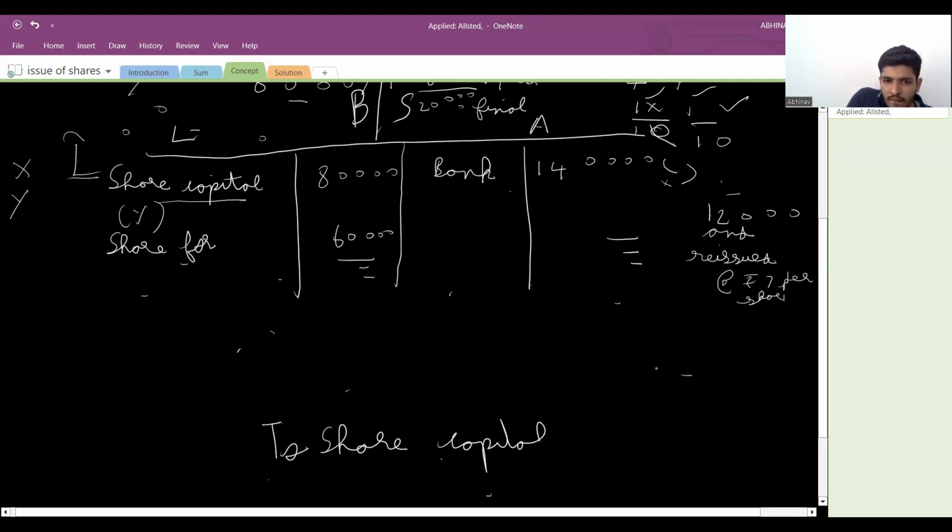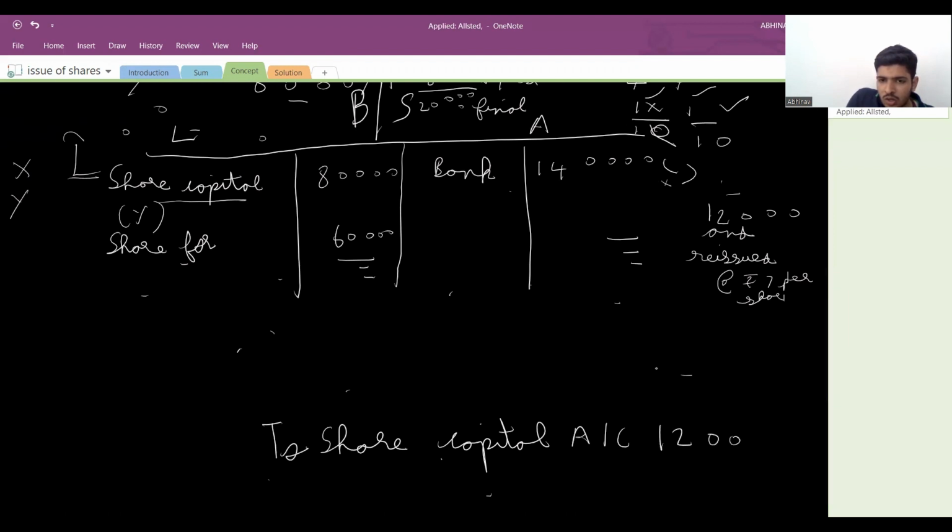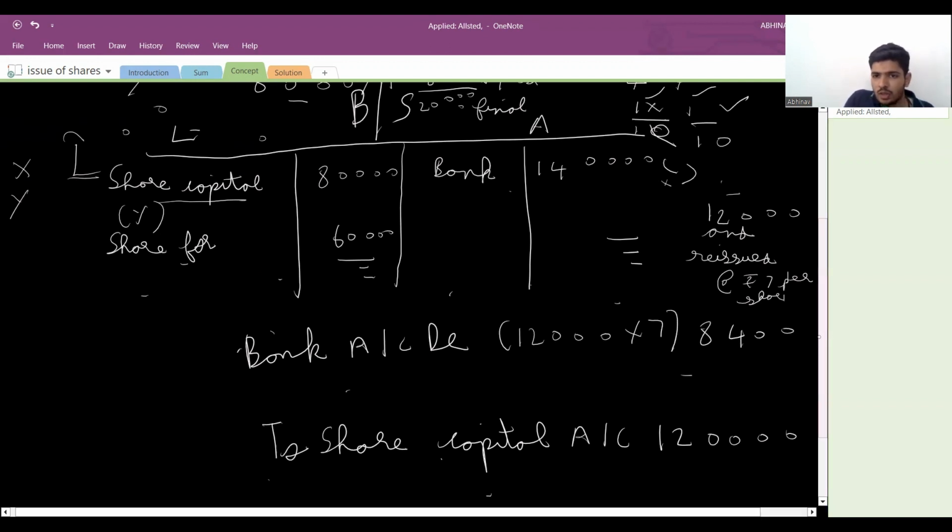Share capital account 1,20,000. Bank account debit. Wait, I'll tell you the reason for this. Bank account debited 12,000 into 7, so 84,000 rupees. Now, in the question, it is mentioned ABC issued 20,000 shares, rupees 10 each.